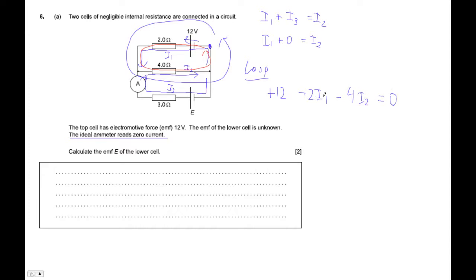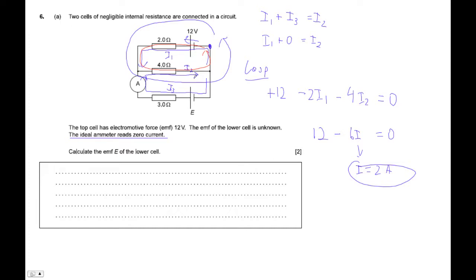Well, there's just one current, right? Remember that I1 equals I2. So these guys are just I. Okay. So really I've got 12 minus 6I is equal to 0. With some higher level math, I realize that the current is just 2 amps, right? Okay, but that's not the question. We want to find the EMF of the lower cell. Okay, so how do we do that? Oh, I know how to do this. Okay, I've got it.